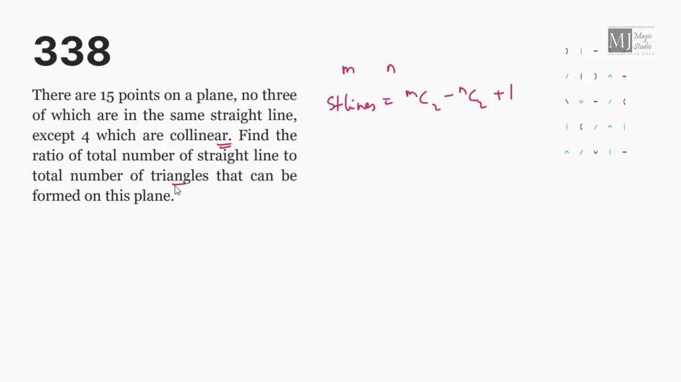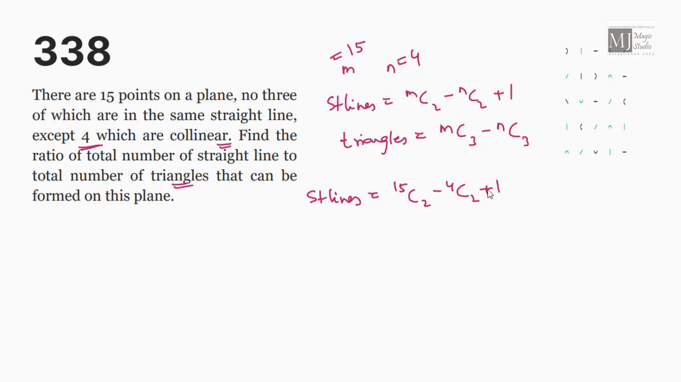And here they have also asked about the triangles. The number of triangles that can be formed is mC3 minus nC3. In our case, m equals 15 and n is 4, which are collinear. So the number of straight lines we can form is 15C2 minus 4C2 plus 1. 15C2 is 105, minus 6, plus 1 is 100. We can form 100 straight lines.